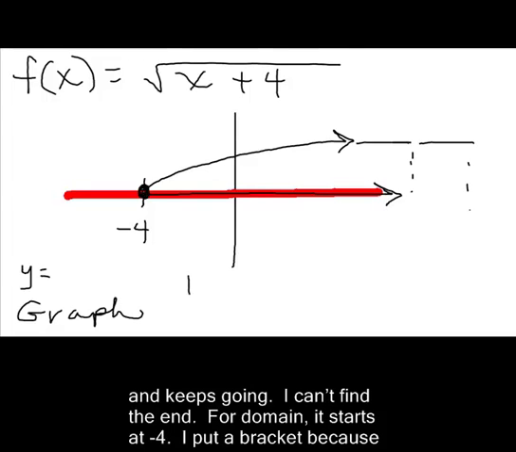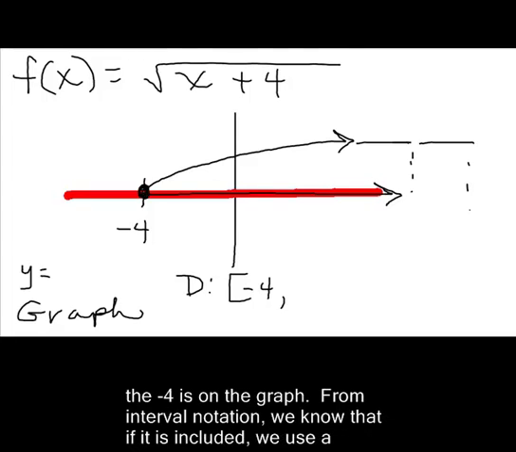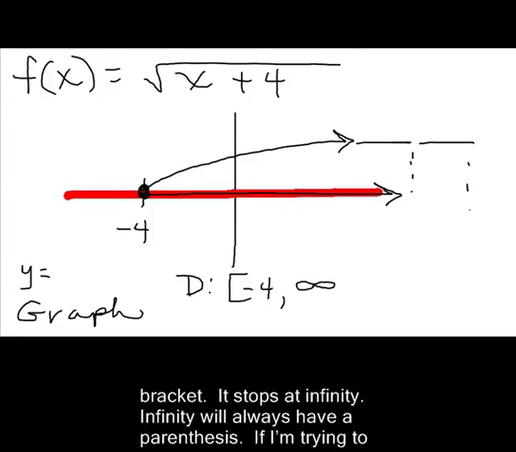So for my domain on this one, it starts at -4, and I put a bracket because that -4 is on the graph, it's included. And if you'll remember from interval notation, if something is included, it has a bracket. It stops at infinity, and when it's not something that we can touch on the graph, we put a parenthesis around it. Infinity and negative infinity will always have parentheses.